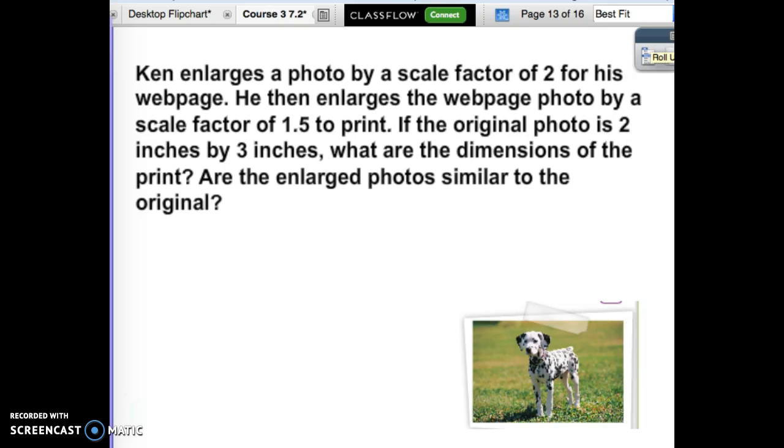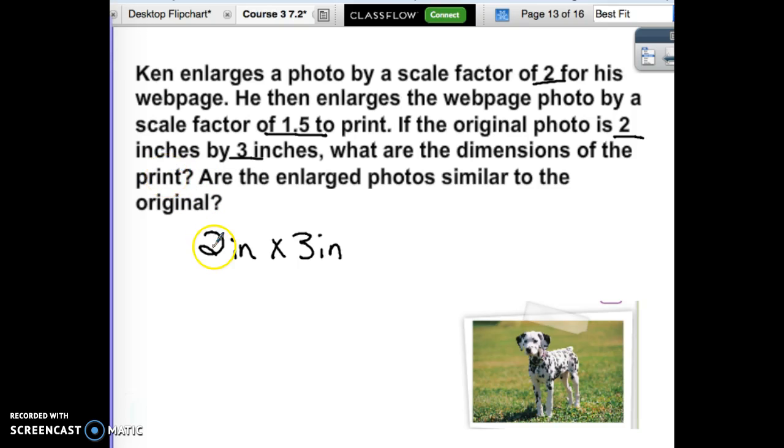So a different kind of example now. We have Ken, and he has a photo, and he is going to enlarge it by a scale factor of 2. And then once he enlarges it by a scale factor of 2, he's going to enlarge it by a scale factor of 1.5. The original photo is 2 inches by 3 inches. So are the enlarged photos similar? And what are the dimensions of the new print?